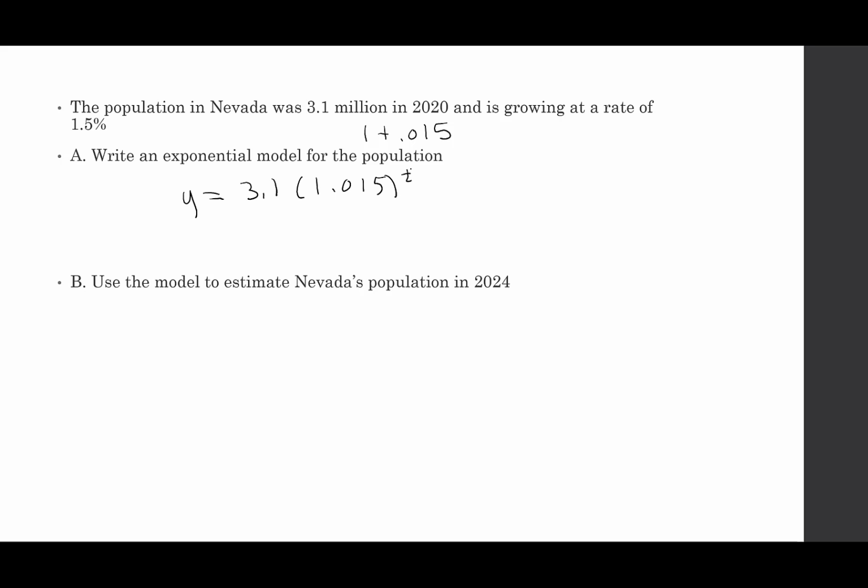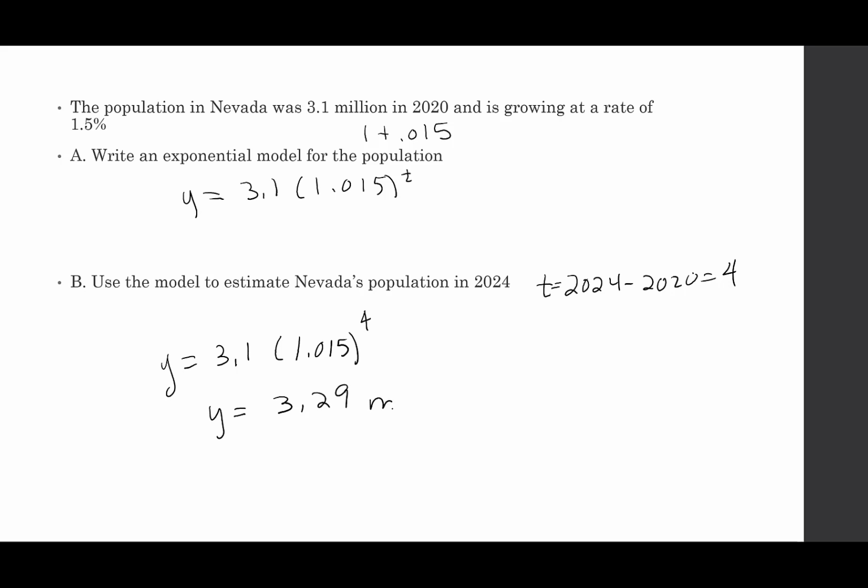Now we're going to look at what the population will be in 2024. Our time here is 2024 minus 2020. So our y is 3.1 times 1.015, and then this will be 4 years that have passed, so there's our exponent of 4. I'm going to give our answer in 2 decimal places, so I have y is equal to 3.29, and let's just write the word million, so we're thinking about millions there.